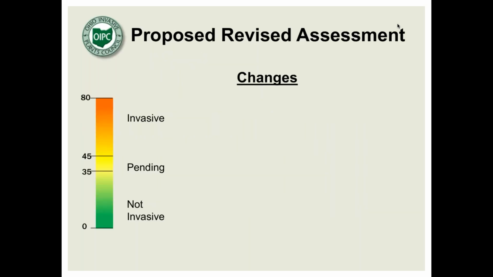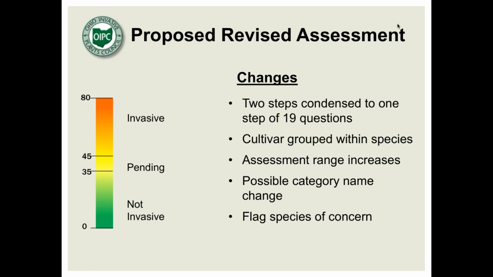So these are our proposed changes. This is something that I'm still working with our Ohio Invasive Plants Council board to approve. It is under their purview to approve these things. But what we've done is we've now consolidated the 2 steps. We have a total list of 19 questions. Because of that, the scores now range not from 0 to 80, but 0 to 85. In short, what has happened is if a species is on the noxious weed list, it gets 5 points, which is where the 5 came from.